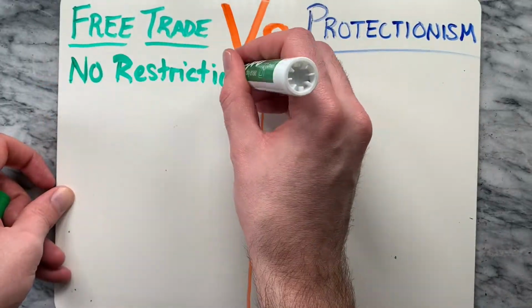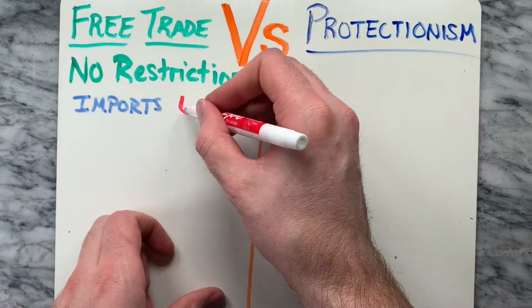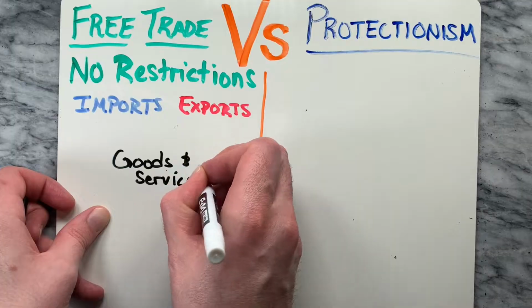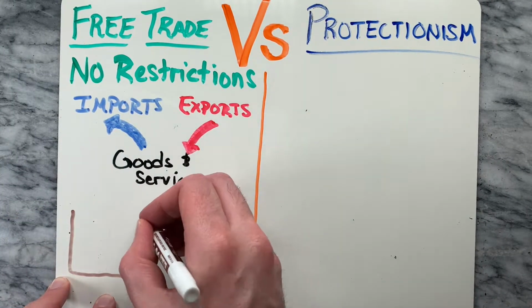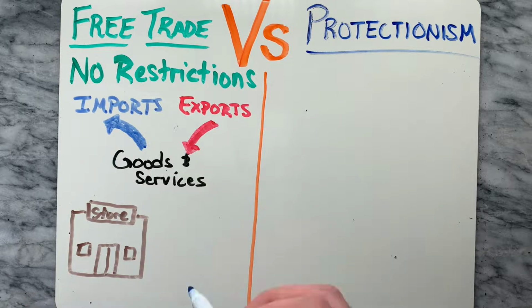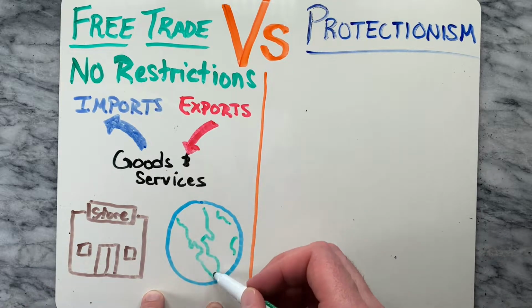Free trade is an economic trade policy that does not restrict imports, or goods or services brought into a country, or exports, which are goods or services sent outside the country. Think of it as a free market, but between all countries of the world.